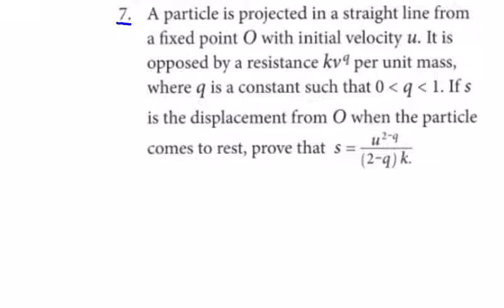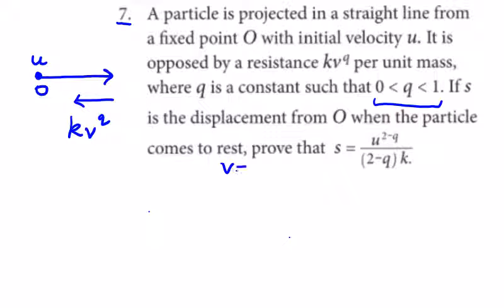In question 7, we have a particle projected in a straight line from a fixed point O with initial velocity u going in this direction. Initial speed, and it's opposed by a resistance kv to the power of q, and q is a constant between 0 and 1. If s is the displacement from O when the particle comes to rest, okay, so we need velocity equals 0 at some point. Prove s is equal to this thing here.